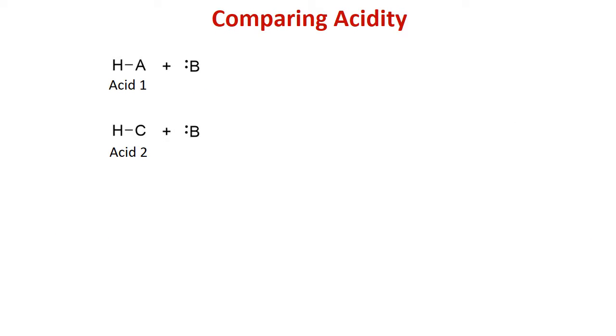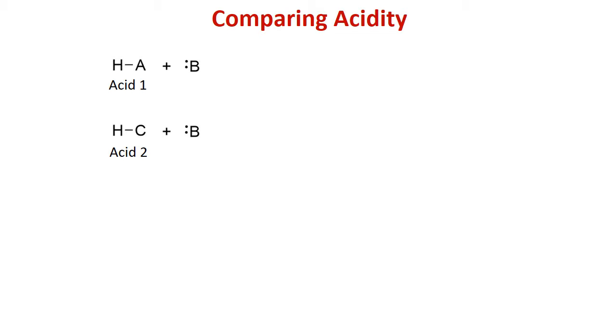In a case when we are comparing acid strengths of two acids, the stronger acid must donate protons more readily than the other one. For example, when comparing the relative acidities of two acids HA and HC, the stronger acid is the one that donates protons more readily to the base B. This is determined by the relative stability of their conjugate bases.